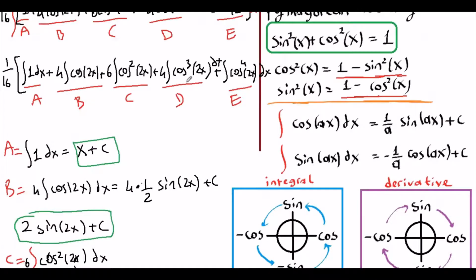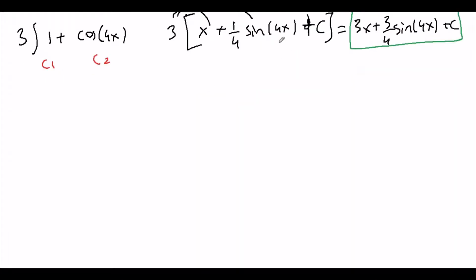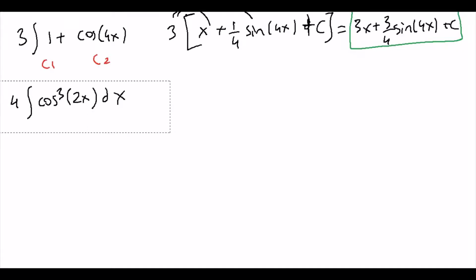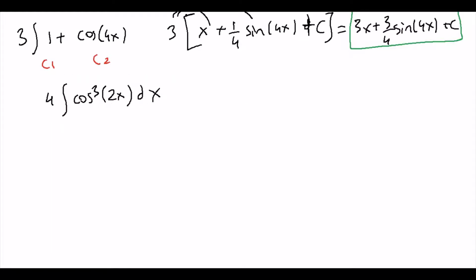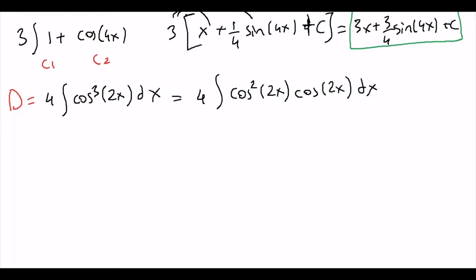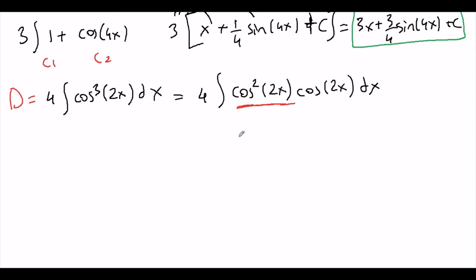Our block D is 4 times cosine cube of 2x integrated. So 4 integral cosine cube of 2x dx. This is our block D. Here we're going to break cosine into even and odd power at the same time and apply the Pythagorean identity for the even power. Cosine squared of 2x is 1 minus sine squared of 2x according to the Pythagorean identity.